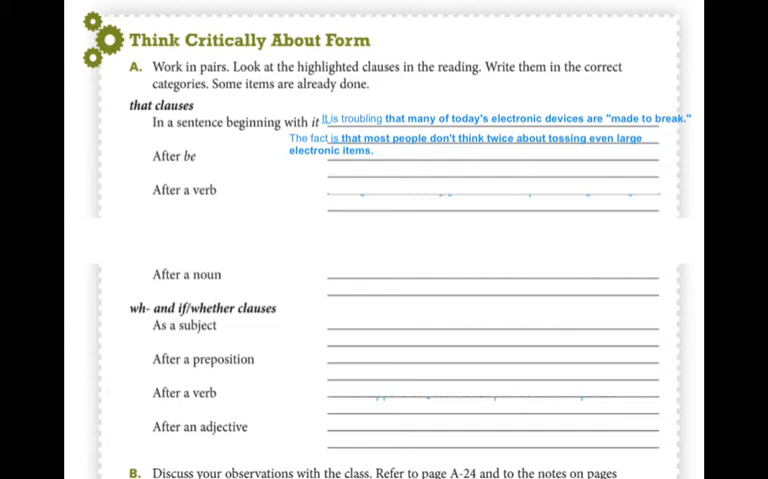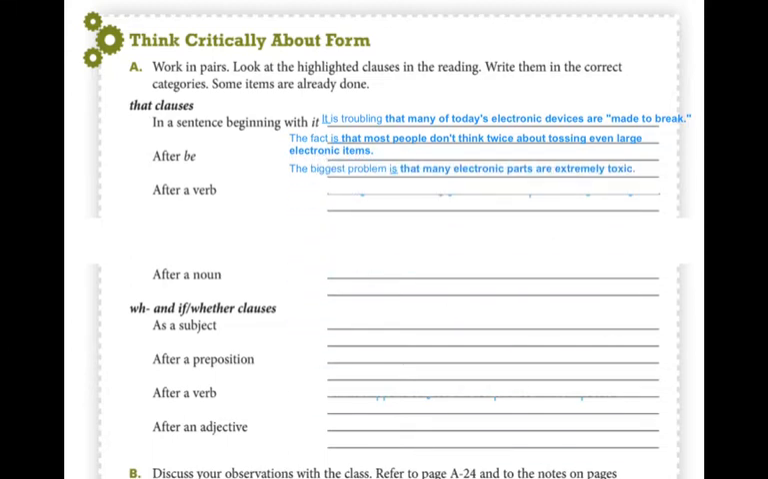Here we have a noun clause that most people is the subject, don't think, or do think. This is the verb, don't think twice. That means how many times, adverb. About tossing even large electronic items. That's our prepositional phrase. The fact is that most people don't think twice about tossing even large electronic items. Let's find another one where the that clause comes after the verb be.